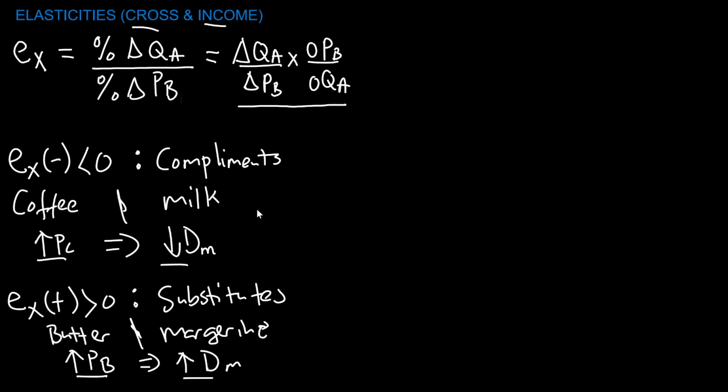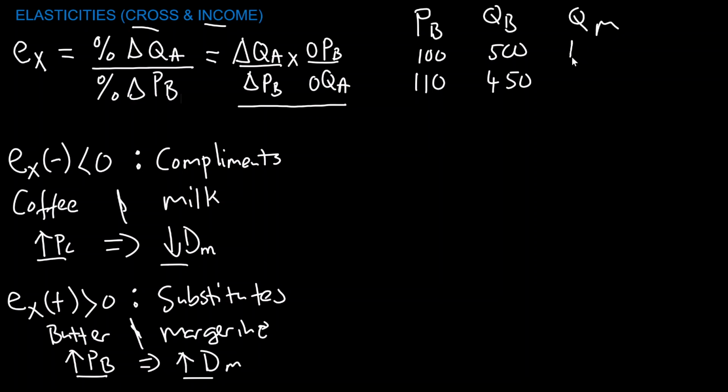Right. Let's do this example here. You have two products, butter and margarine. The price of butter changes from 100 to 110. And the quantity of butter, because of this, changes from 500 to 450. The quantity of margarine changes from 1000 to 1400.